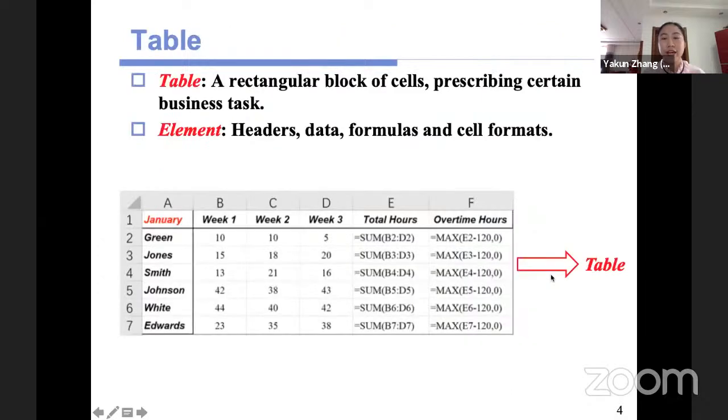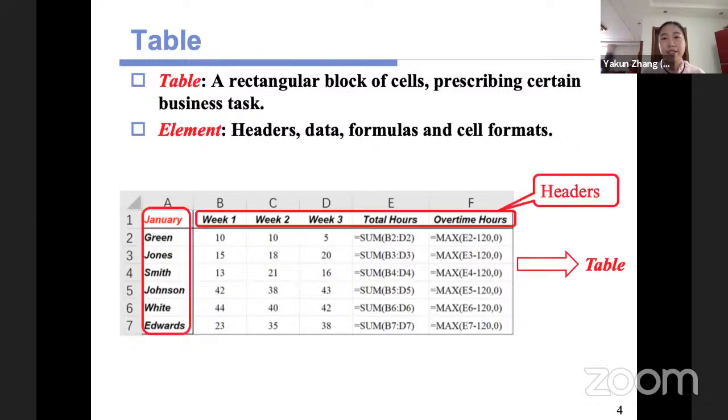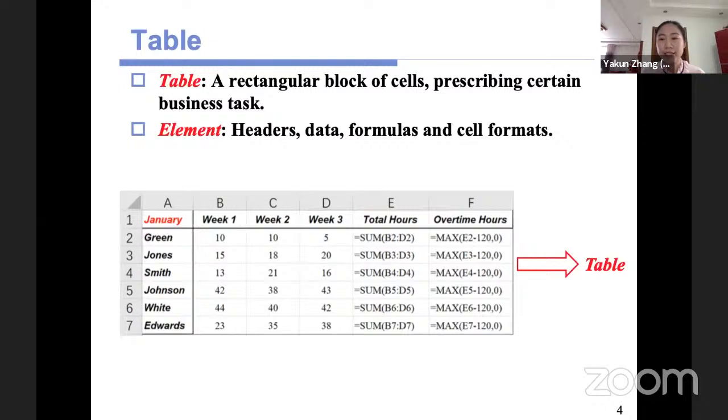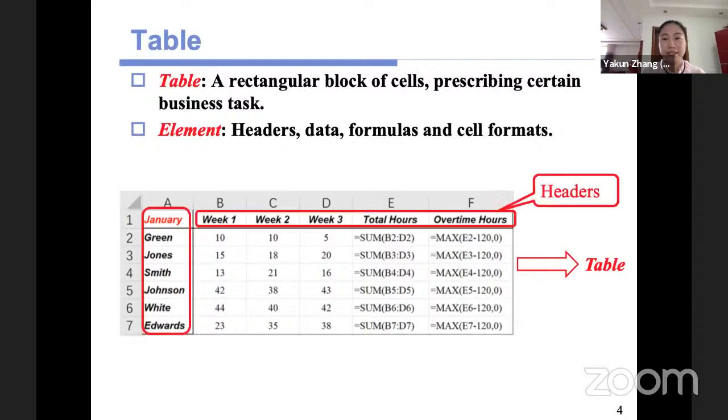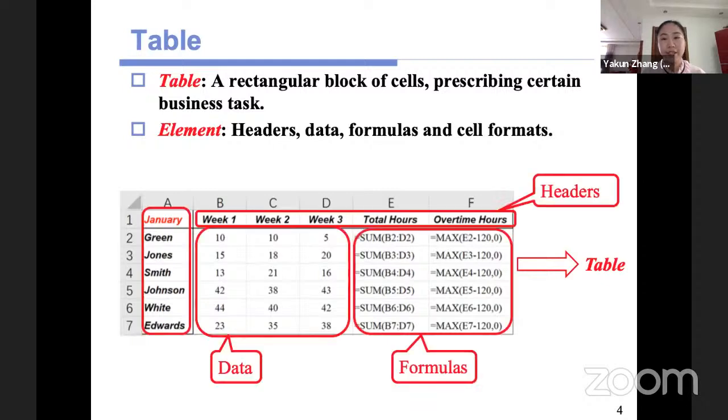The two spreadsheets excerpted in the previous example are two tables. A table is a rectangular block of cells prescribing certain business tasks. For example, this table is for storing and analyzing the working hours in January. A table usually has 4 elements: headers, data, formulas, and cell formats.